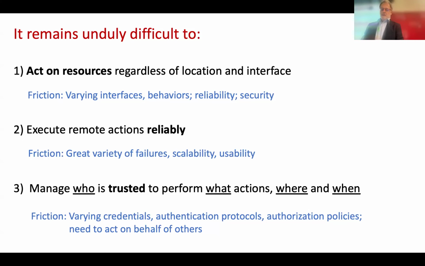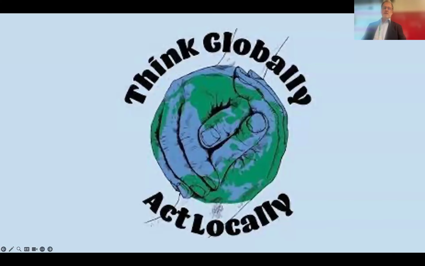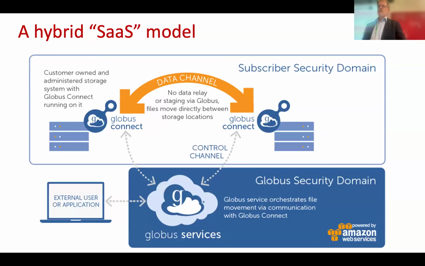So the approach that we take, and I'll describe how we do it in the next few slides, is we might think of it as using the old California slogan: we're going to act locally, but think globally. So the global thinking is the cloud services that we'll deploy. The act locally is the actions that are going to be performed in different places. And the result is what we might call a hybrid software as a service model.